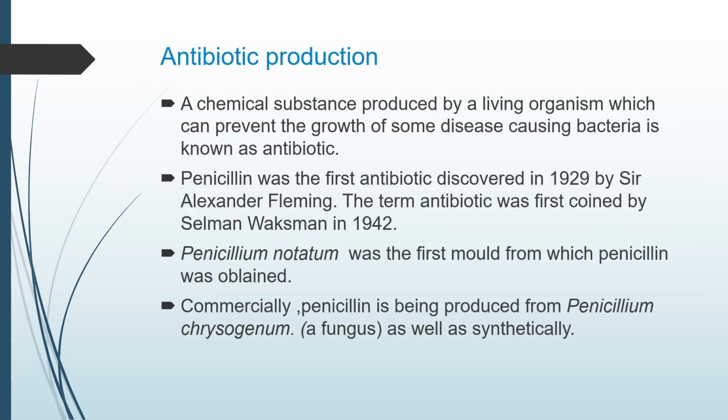Now just quickly, we will see what an antibiotic is and how it is produced. An antibiotic is a chemical substance produced by a living organism which can prevent the growth of some disease-causing bacteria. It is called an antibiotic.